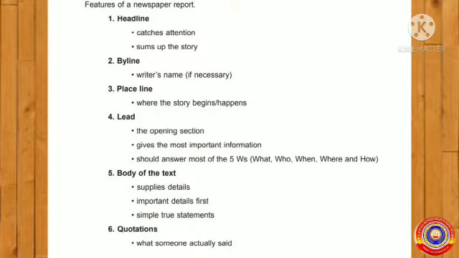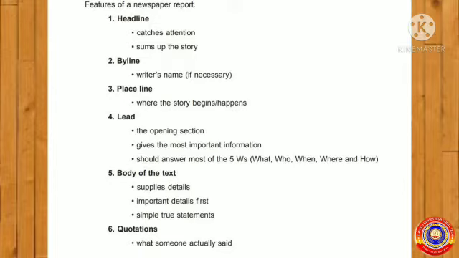Features of a newspaper report. First one, headline. Headline catches attention and sums up the story. Secondly, byline. Writer's name is included in byline. Third one, place line, where the story begins or happens. Fourth one, lead. It includes the opening section, gives the most important information, and should answer most of the 5 W's. What, who, when, where, and how.